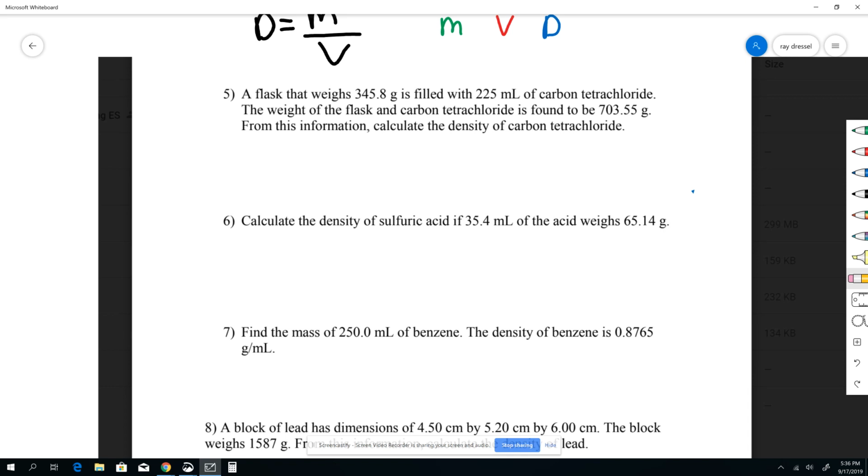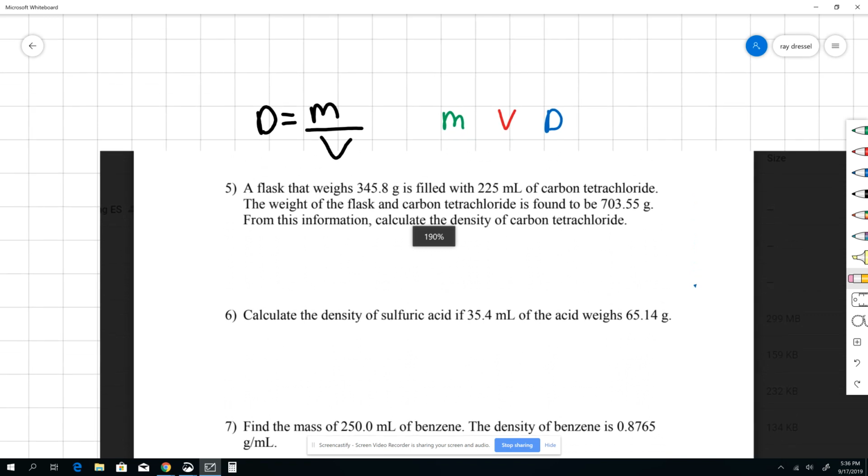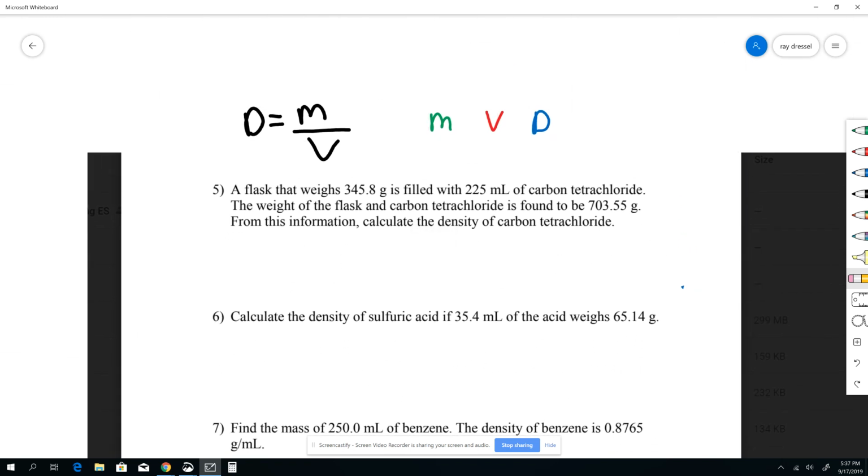Okay, so first we have to go through. I've made some different colors. Mass is going to be green, volume is going to be red, and density is going to be blue. We're paying attention to this equation: density is equal to mass over volume.